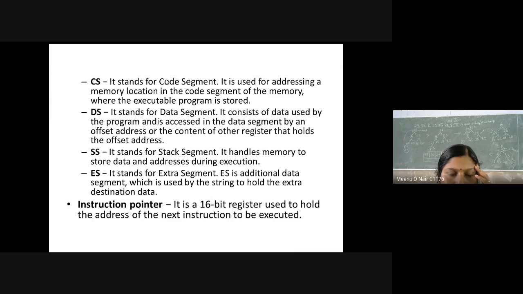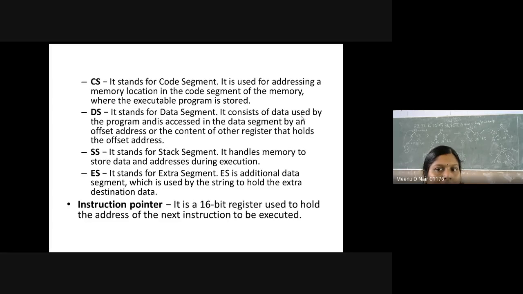So CS is the code segment, and it is used for addressing a memory location in the code segment of the memory where the executable program is stored, right? You have to keep in mind that CS is the code segment, DS is the data segment, SS is the stack segment, ES is the extra segment. So what is the use of the code segment? It is used for addressing a memory location in the code segment of the memory, where the executable program is stored.